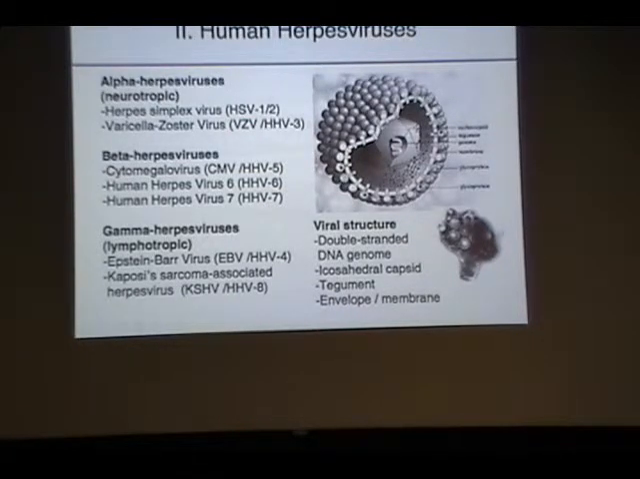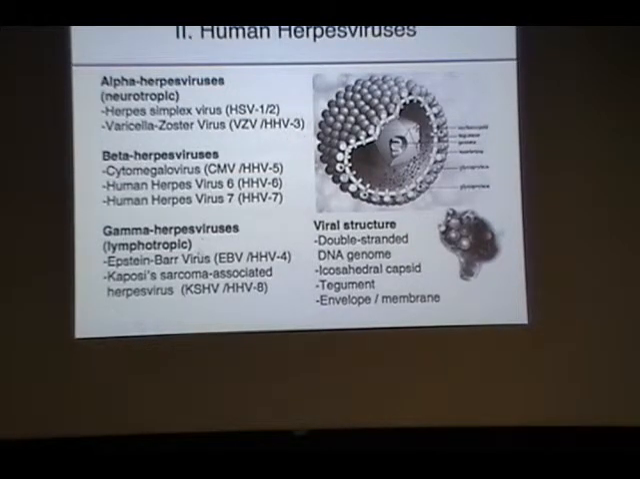called human herpes virus 1 to 8. Based on what type of cells they infect, we can classify these 8 different herpes viruses into 3 groups. The first group is called alpha herpes viruses, which include herpes simplex 1 and herpes simplex 2, or HHV1 and HHV2, meaning human herpes virus 1 and human herpes virus 2. And also varicella zoster virus, which is human herpes virus 3.